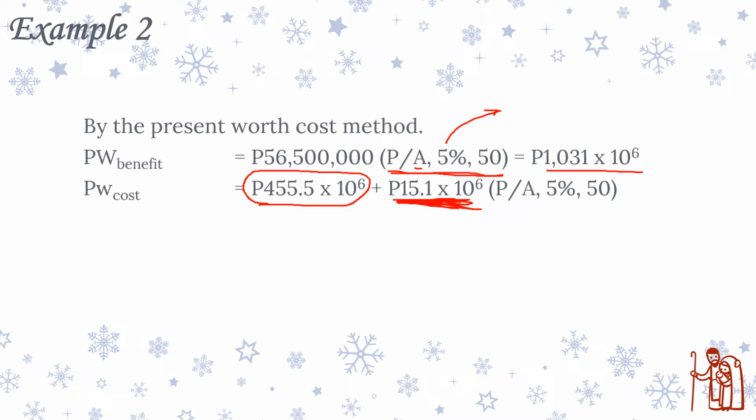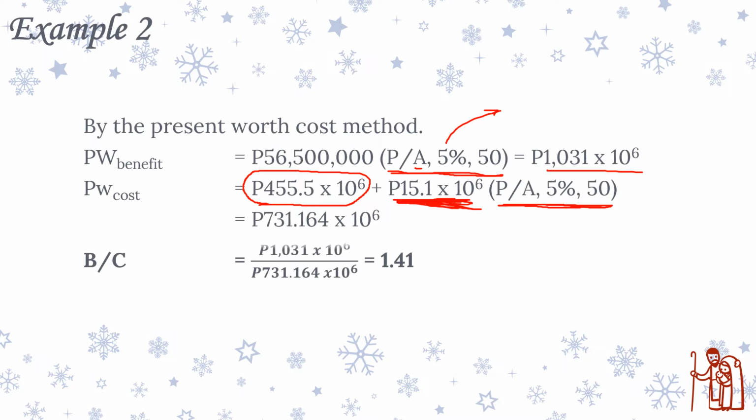So that one, you have to convert that into its present worth, using also the formula that must be shown in your answer sheets. Therefore, the present worth cost is 731.164 times 10 to the power of 6. So, it's a medyo dako-dako amount, so we write it in scientific notation.